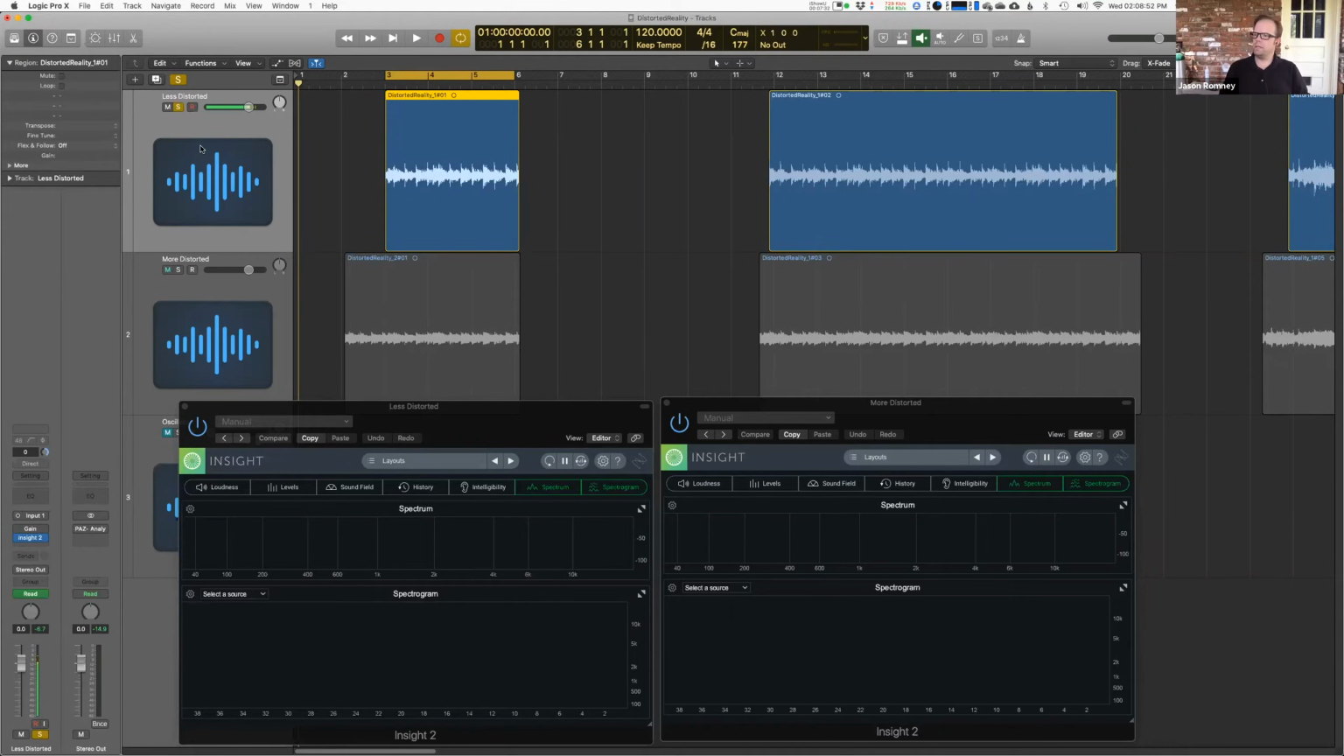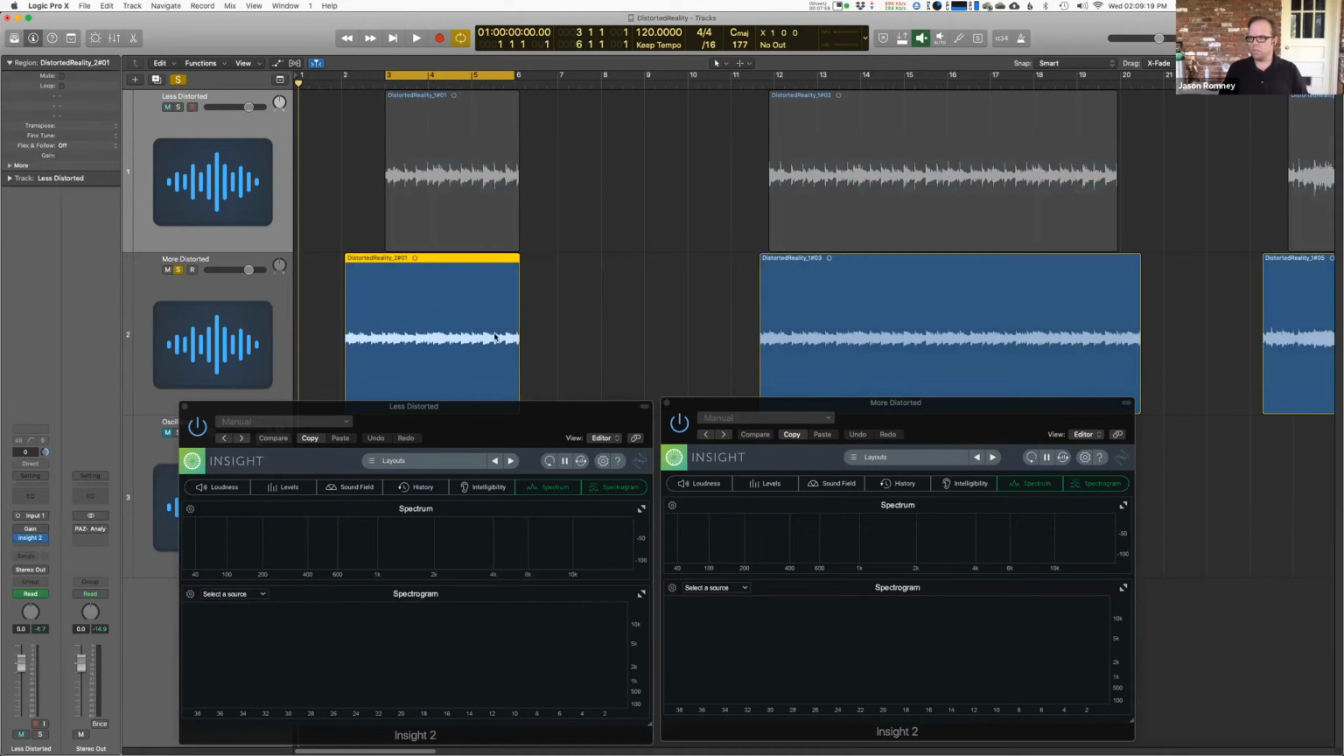So the samples on the top are the less distorted ones, and the samples on the bottom are the more distorted ones. So the first thing you should notice is that the more distorted sample, which is this one at the bottom, doesn't have as high of peaks. You see the difference there? So those peaks have been clipped.